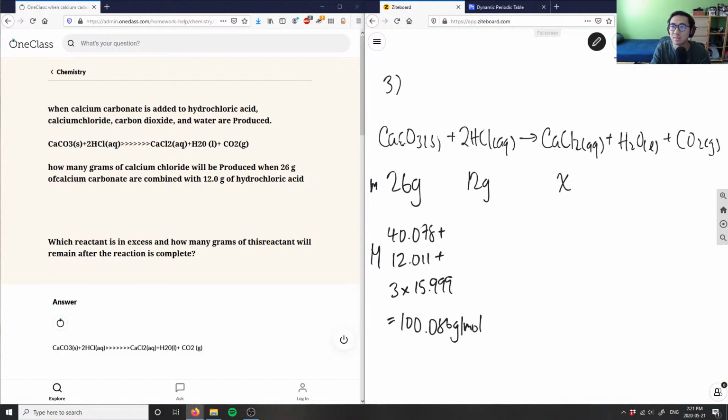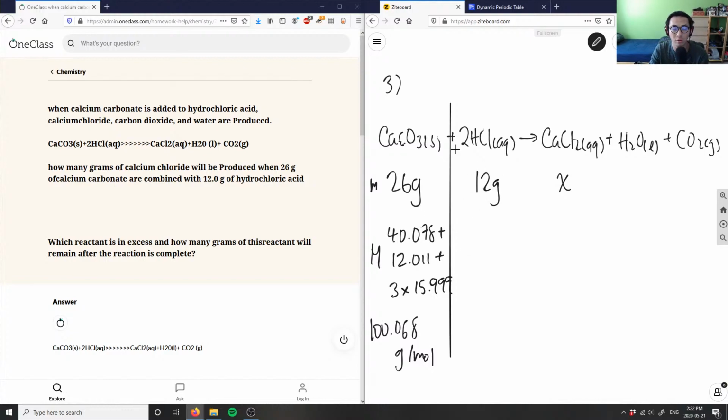And what about my molar mass of my hydrochloric acid? So let me draw a line here. Let me draw it this way, and let me rewrite this guy. 100.086 grams per mole. Again, I have 12 grams of hydrochloric acid.